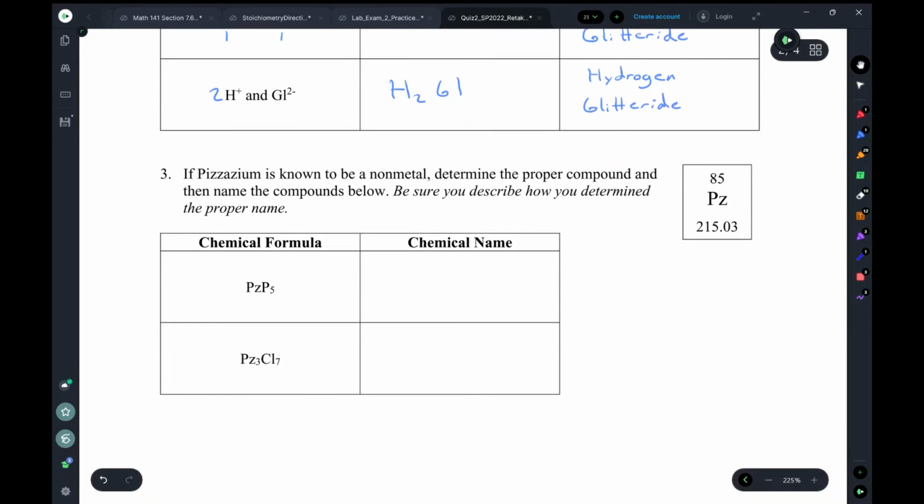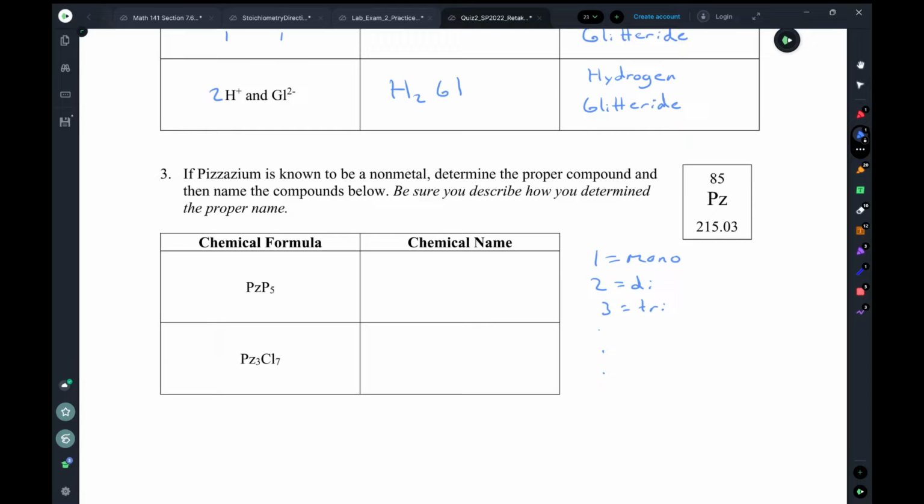Now, in question number 3, we are once again tasked to name 2 covalent bonds, and as stated before, we have to match the amount of atoms to its numerical prefix. For example, 1 will equal mono, 2 will equal di, 3 will equal tri, and so on.